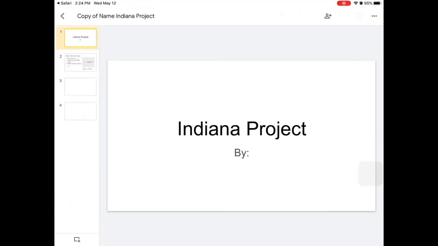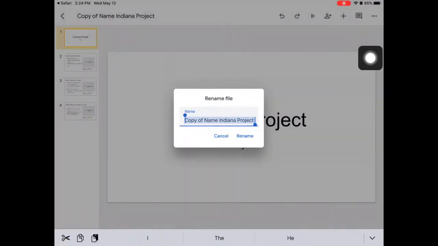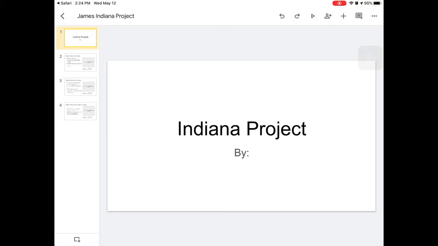Of course, whenever we make a copy, we are going to rename it. 3-dot menu, copy of name, Indiana project. We want to get rid of all that stuff. I have my keyboard out because I know I'm going to be typing today. Rename and share with my teacher.